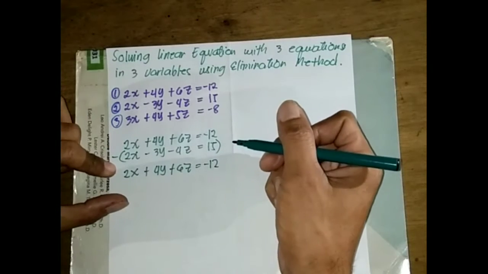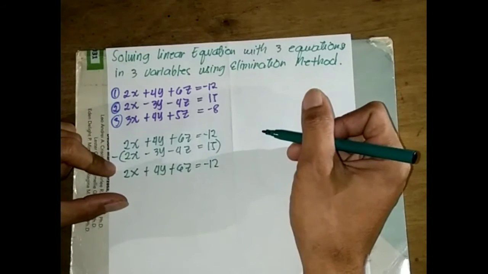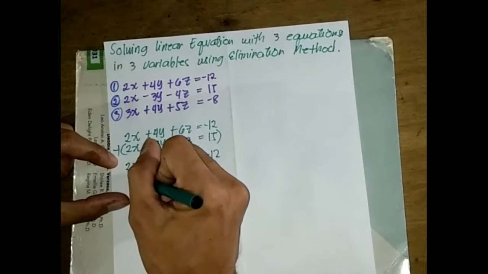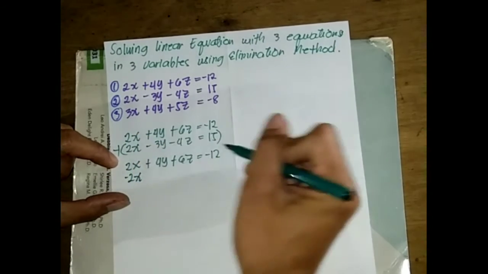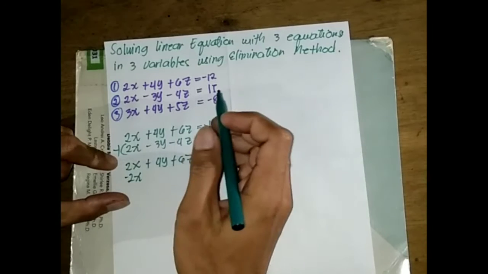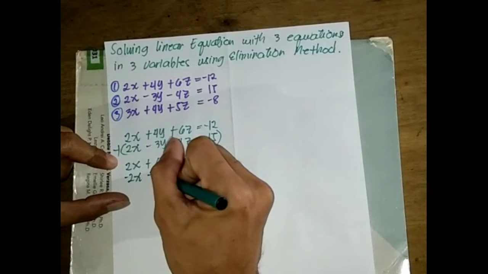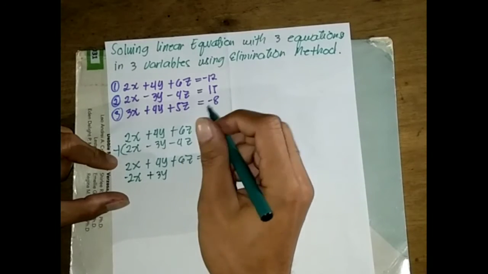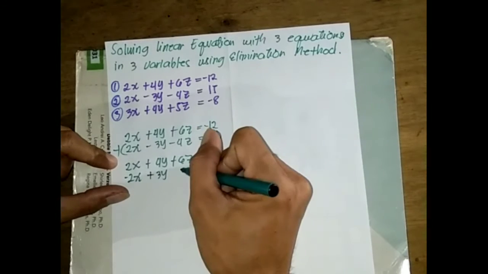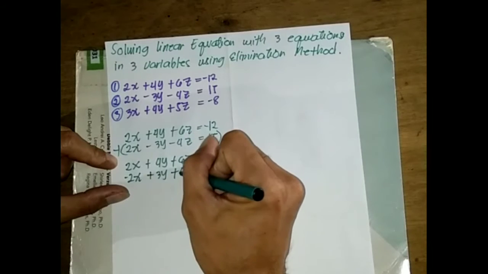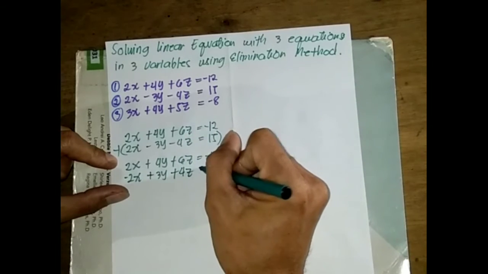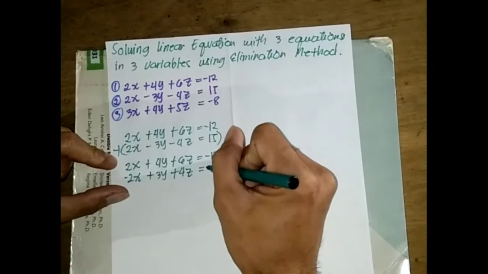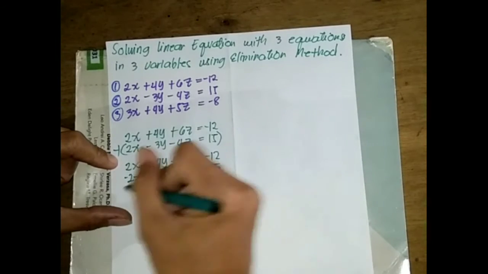Then distribute negative 1 to all terms on our second equation. Negative 1 times 2x is equal to negative 2x. Negative 1 times negative 3y is equal to positive 3y. Negative 1 times negative 4z is equal to positive 4z equals negative 1 times 15 is equal to negative 15.